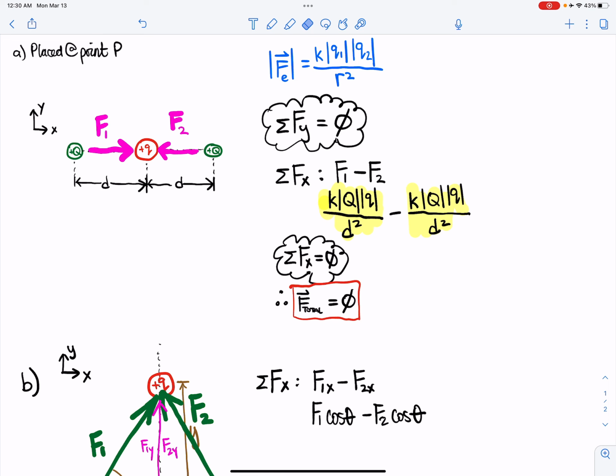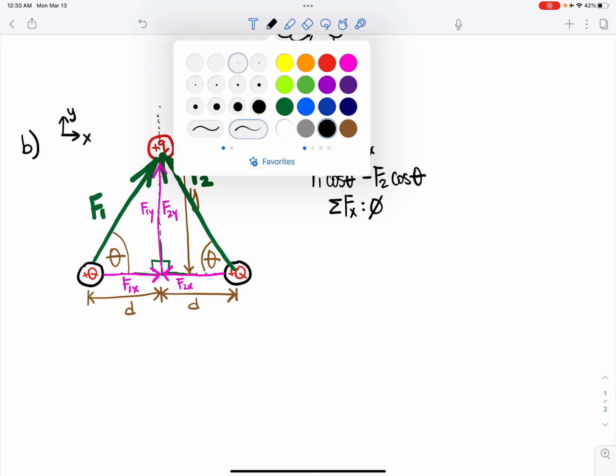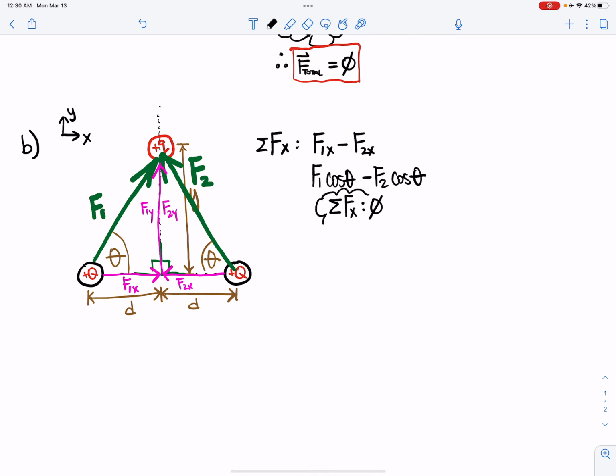Okay. So anyways, F1 and F2 are equal, so F1 cosine theta minus F2 cosine theta is going to be equal to 0. So the summation of forces along x is going to be 0. They're equal. Due to symmetry, they cancel each other out. So that is my summation of forces along x.